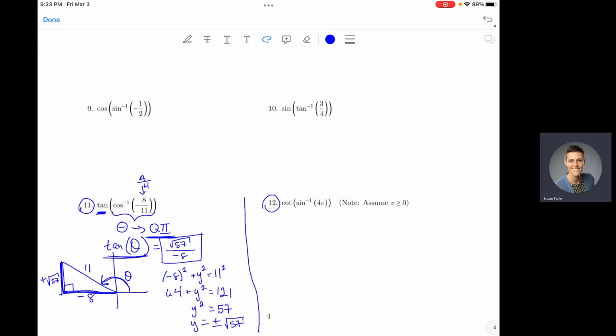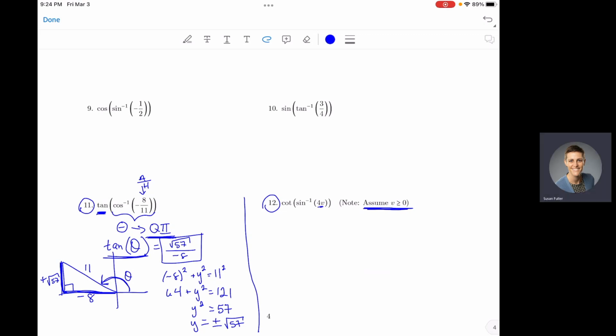Okay, let's work number 12. What if we have the cotangent of the arcsine of 4v? And it's saying assume v is greater than or equal to 0. Really what that's telling us is that 4 times v in here, that's going to be a positive number, and we'll use that in just a minute.